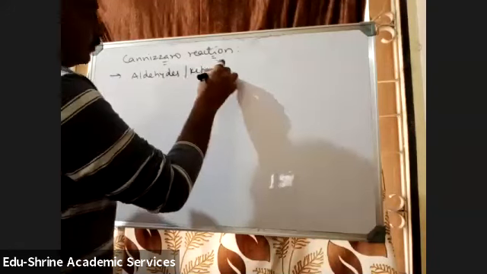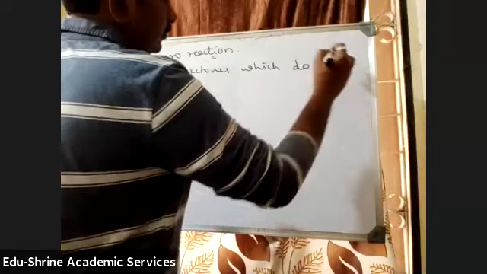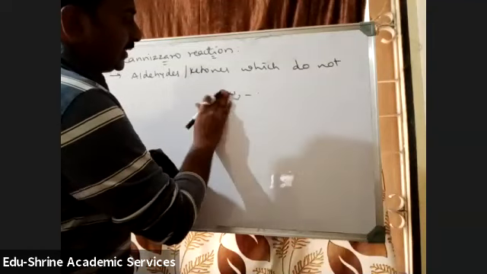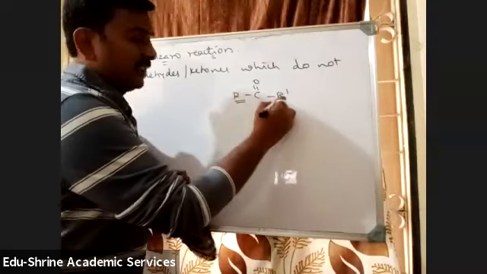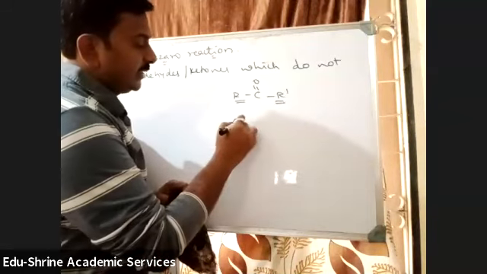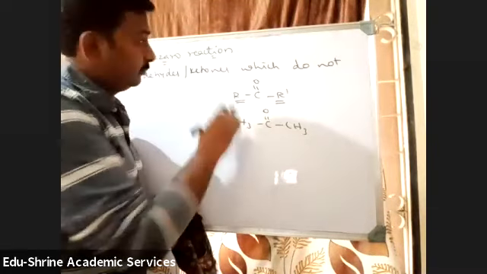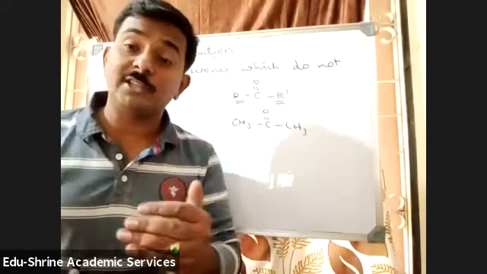Let us write down what we mean by the Cannizzaro reaction. Aldehydes or ketones which do not contain alpha hydrogens. Generally, ketones will not give this test because ketones have the formula RCOR', so definitely there will be alpha hydrogens in ketones, like CH3 C double bond O CH3. In Cannizzaro reaction, there must not be alpha hydrogens, whereas in aldol there must be alpha hydrogens.